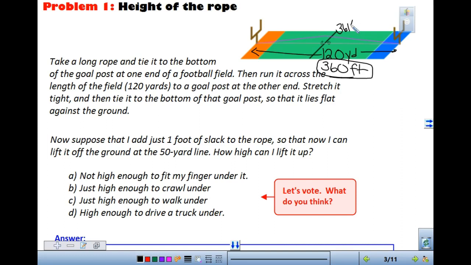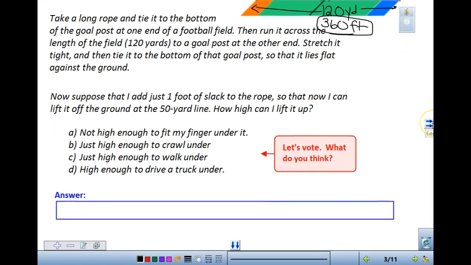Okay. So the question is, if I stand at the 50-yard line and I lift up that rope, remember I added 1 foot. I'm now going to move the rope in. So here I add this 1 foot, and so now I move the rope out, and I'm going to lift it up to the 50-yard line. Please circle A, B, C, or D.